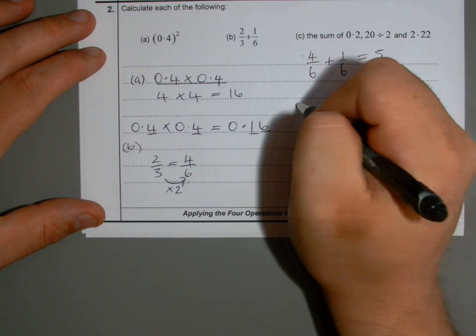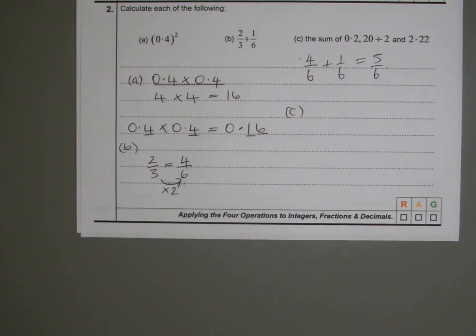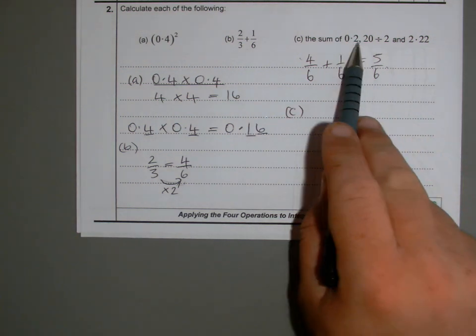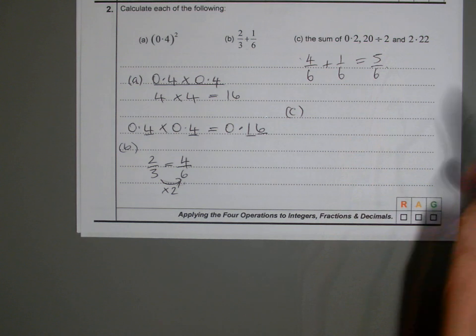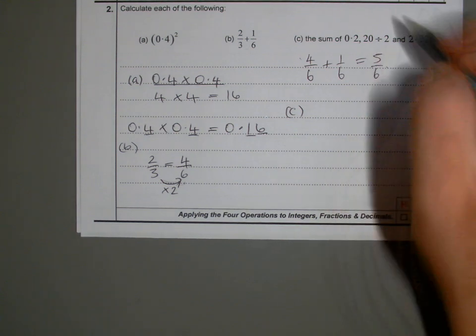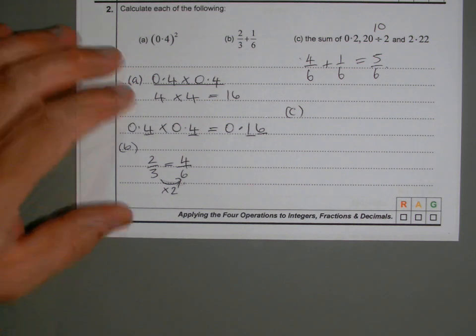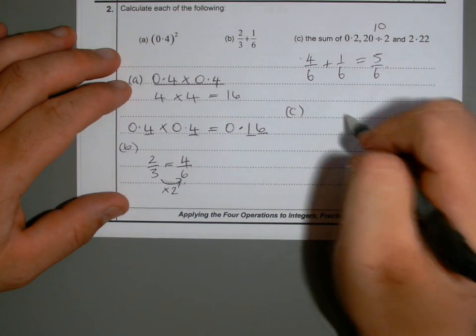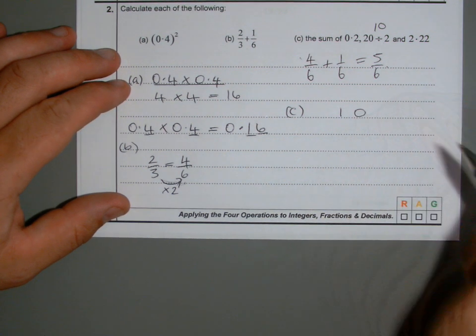Right, so for C, we've got to find the sum of, and the sum means to add these different values here. So 0.2, 2.22, and 20 divided by 2. Well, 20 divided by 2, of course, is 10, isn't it? So we just have to add those values together. If you want to go from biggest to smallest when you line these up, it's up to you. So we start off with 10, doesn't matter.